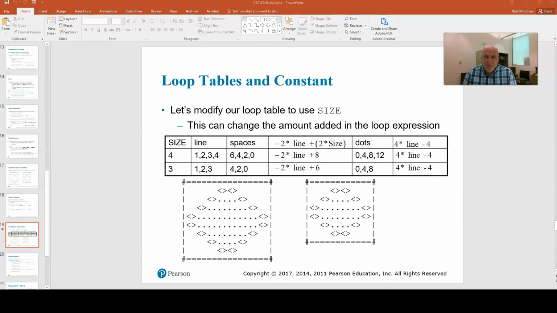So as you can see, it's the number we add to negative 2 times line that changed. But 8 is 2 times 4, and 4 is the size. 6 is 2 times 3, and 3 is the size. So that means the formula needs to be changed to this, negative 2 times line plus 2 times size. Now, fortunately, the formula for the dots does not change. Here's the formula for the dots when it's a size 4 and for a size 3. It's the same formula. So the formula for the dots doesn't need to be changed at all. It's only the formula for the spaces.